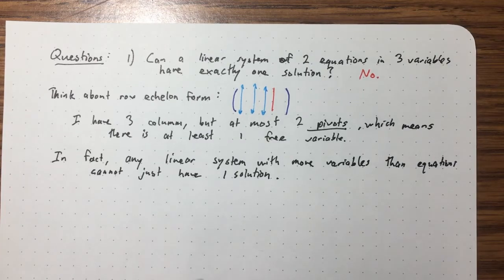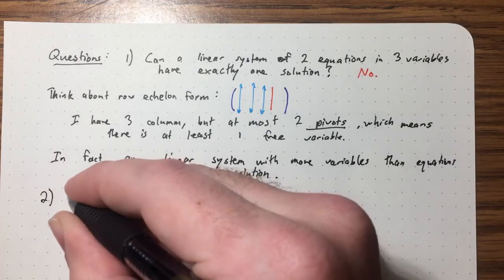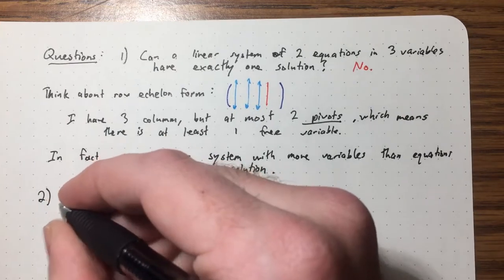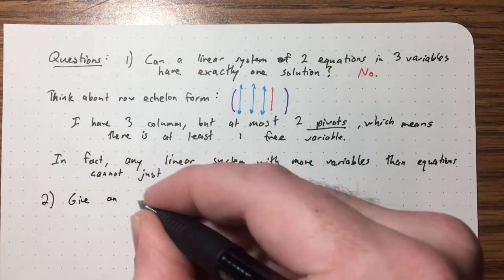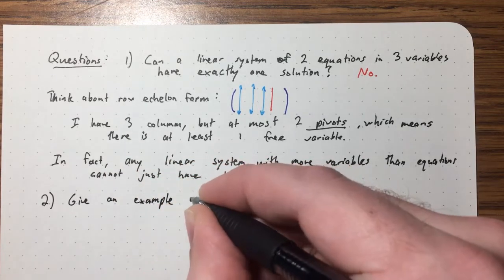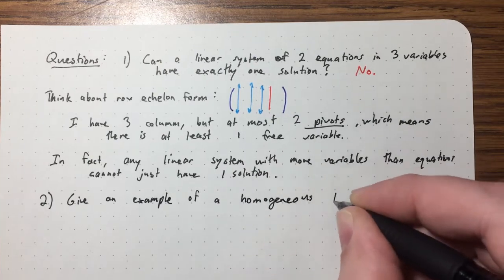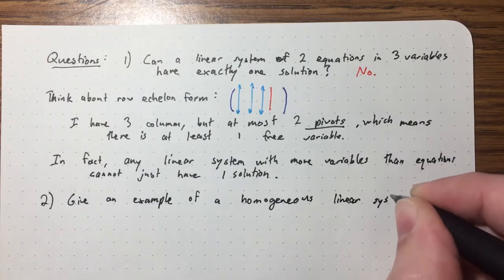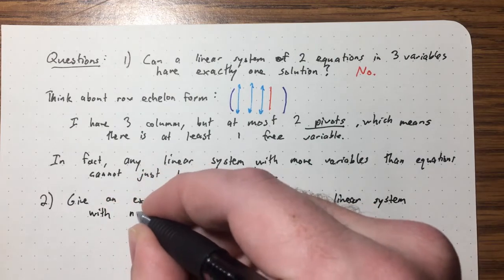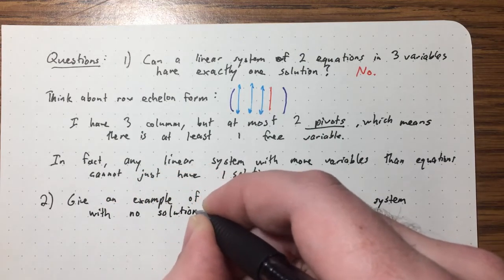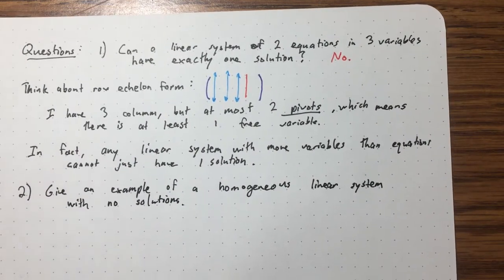All right. Let's do another question. So here's a question. I briefly mentioned the idea of a homogeneous system of equations in the previous lecture, so let's talk about that again. So let's give an example. Give an example of a homogeneous linear system with no solutions. What is a homogeneous linear system? It means the right-hand side is all zeros.